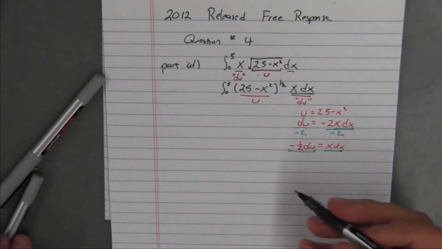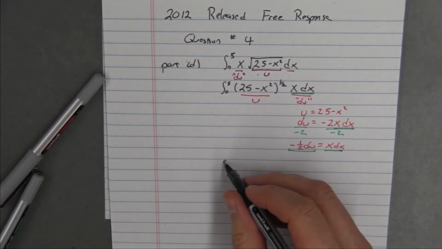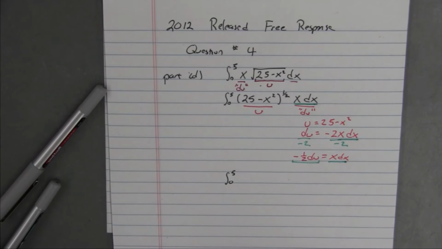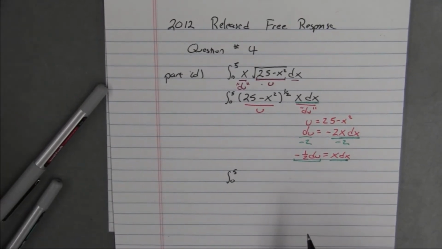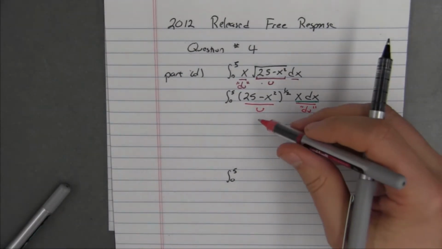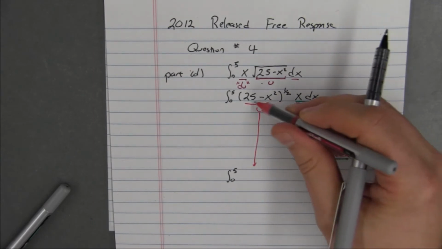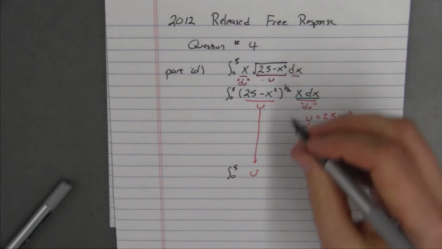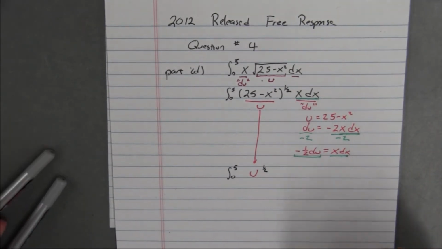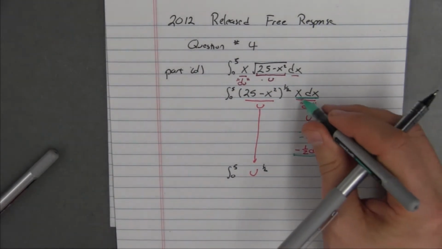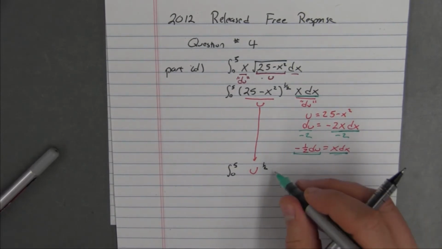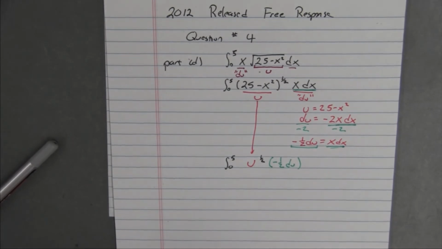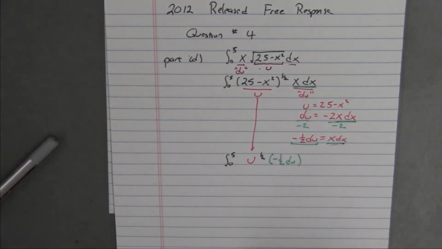So now I'm ready to do my substitution. So I can bring down my integral from 0 to 5. I can replace the u. I'm going to replace this 25 minus x squared with just u. And I'm going to keep my 1/2 power on. And then my x dx right here, since that's equal to negative 1/2 du, I'm going to call that negative 1/2 du.